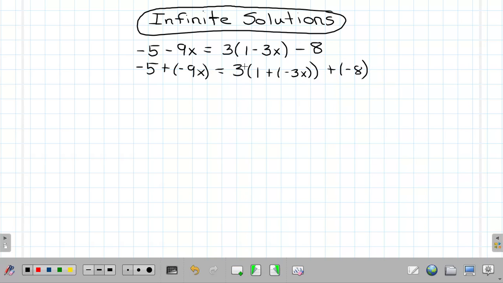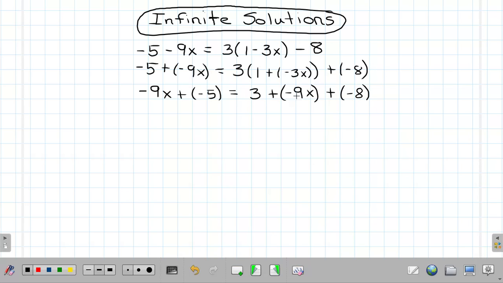And now I see I need to distribute, or you could have seen at the beginning, I need to distribute that 3. But I am going to take a little liberty here. I am going to move my variable terms around. So I'm going to make this negative 9x plus negative 5 is equal to 3 times 1 is 3 plus 3 times negative 3 is negative 9. And then we have the x plus negative 8.